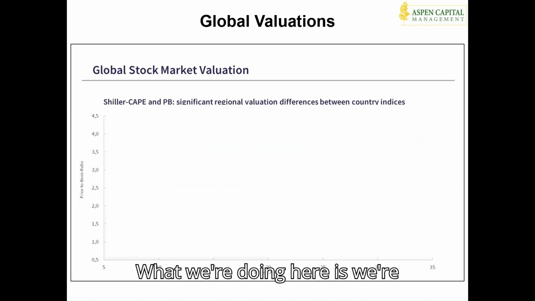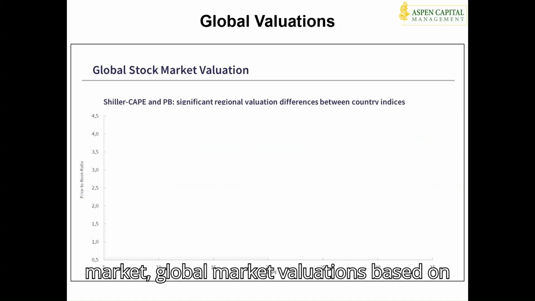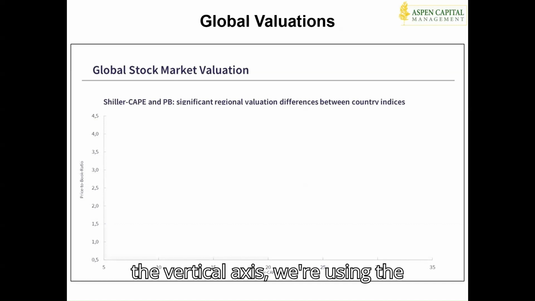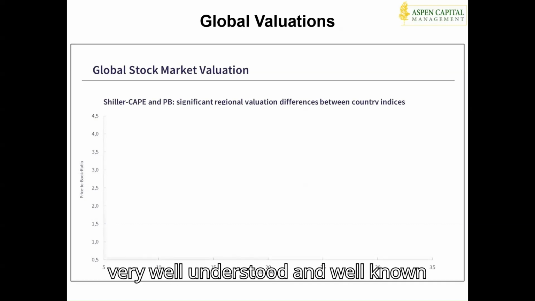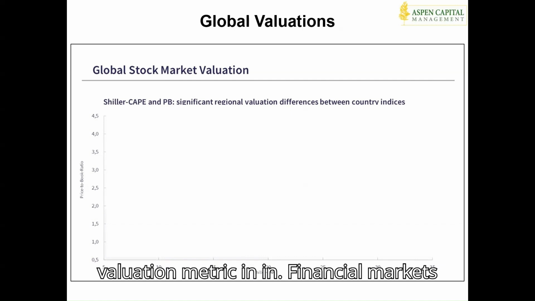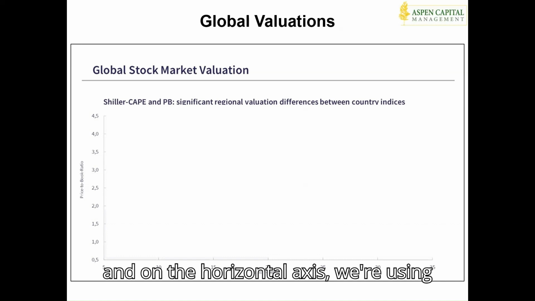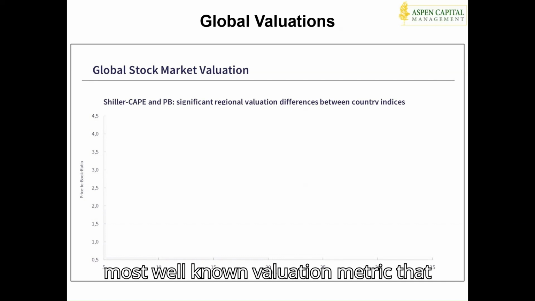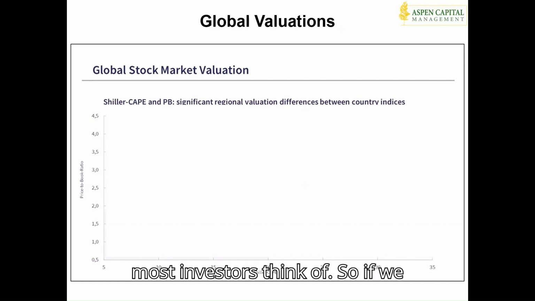What we're doing here is we're going to map for you global market valuations based on two different valuation metrics. On the vertical axis, we're using the price to book ratio, a very well understood and well-known valuation metric in financial markets. And on the horizontal axis, we're using the price to earnings ratio, probably the most well-known valuation metric that most investors think of.